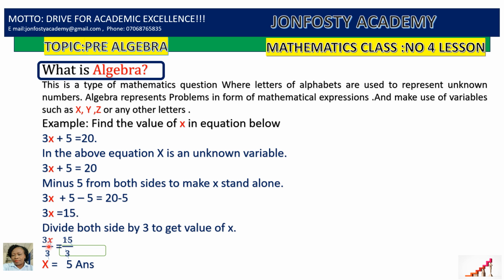We further divide both sides by 3 to enable us to get the value of x. When you divide 3x over 3, you will have x as your answer. And when you divide 15 by 3, you will have 5 as the value of x. So our final answer remains 5. 5 is the value of x in this equation.